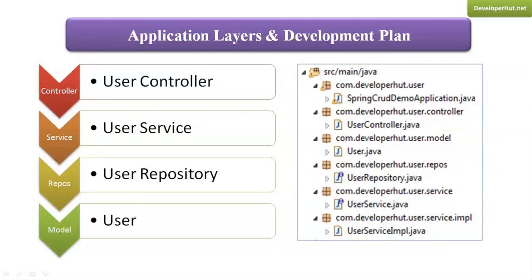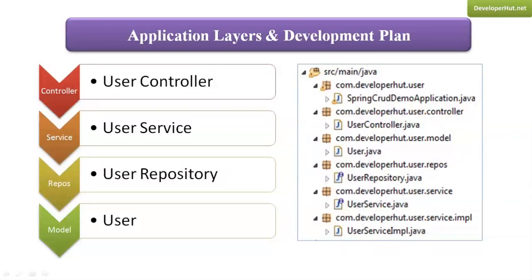Now let's look at the application layers and development plan before we proceed with the application development. Our Spring CRUD application contains 4 basic layers: the controller layer, the service layer, the repository or DAO layer, and last the model layer. In industry, any web application you see contains these 4 layers. Now let's see how these layers are used.